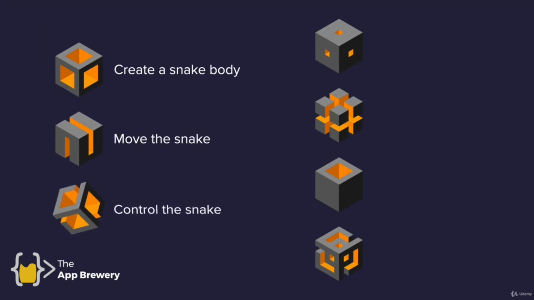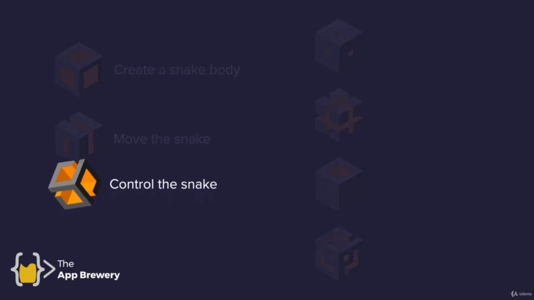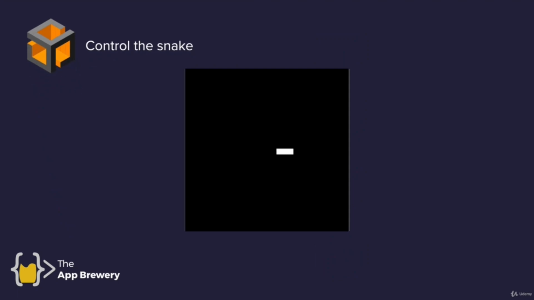Afterwards, we're going to figure out how to control the snake using keyboard controls. So we're going to be using the up, left, down, and right arrow keys to move our snake across the screen. And that is what we're aiming for by the end of today, day 20.